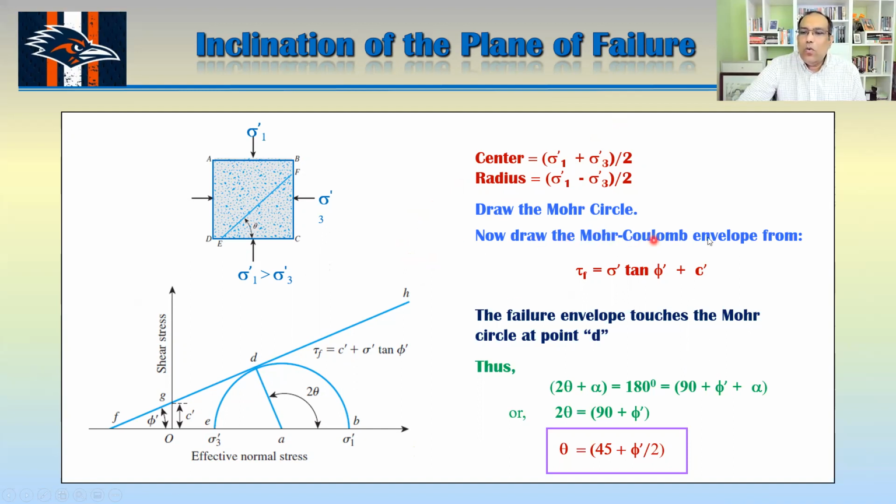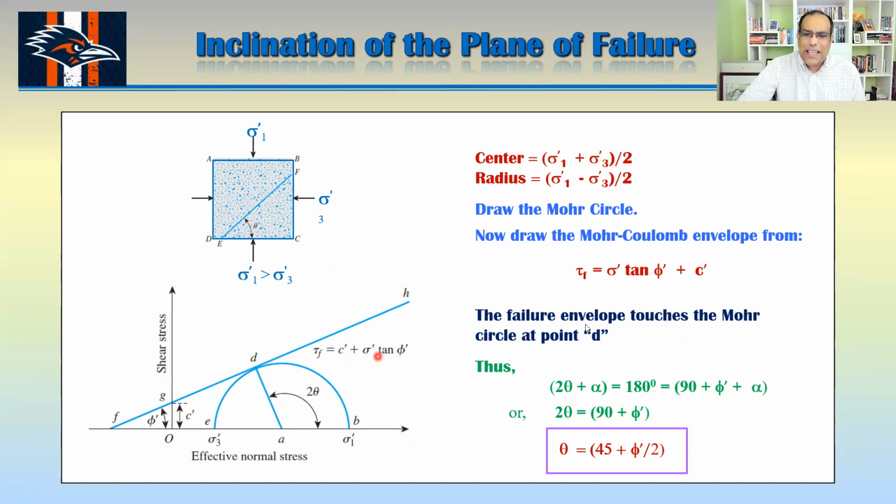Now draw the Mohr-Coulomb envelope from that equation here. So you can just get that equation here. Now, if you see that this one is touching at point D with that Mohr circle, that's basically the failure plane. If you just draw a line from the center to D, that would be your angle twice theta of this one, right? But why is this twice theta, not theta? Because you know that in Mohr circle, the angle would always be doubled, right?